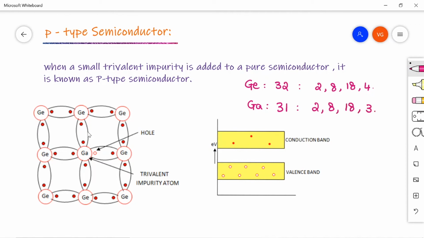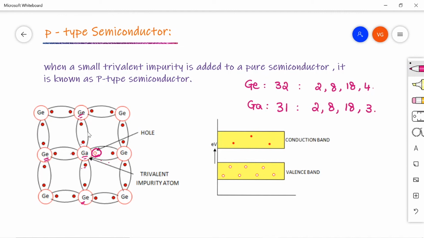See now, for this germanium crystal, I am adding one gallium atom. The gallium atom here has 3 valence electrons. So the 3 valence electrons make 3 covalent bonds with the neighboring germanium atoms. One covalent bond is not formed, which makes a space here. That we call a hole. The missing electron here, we call a hole.